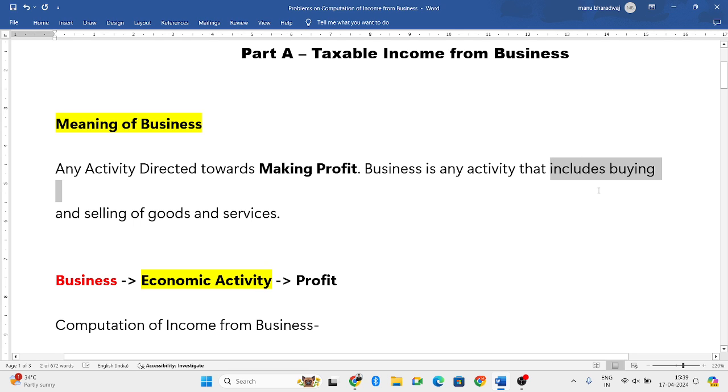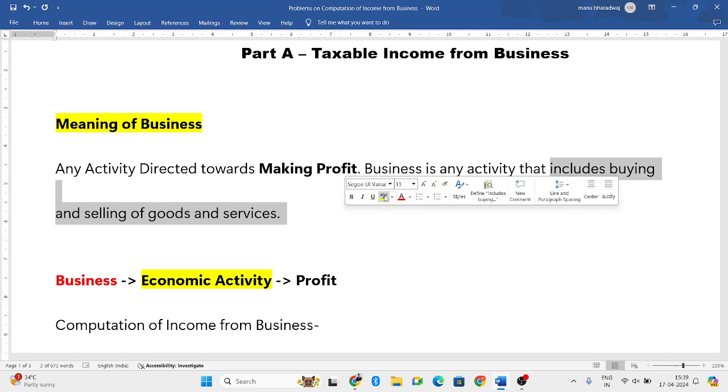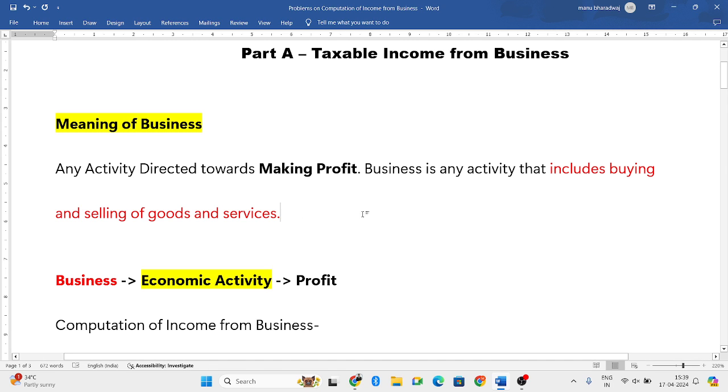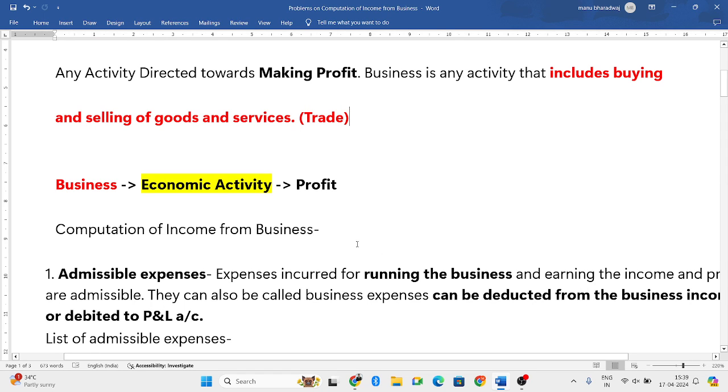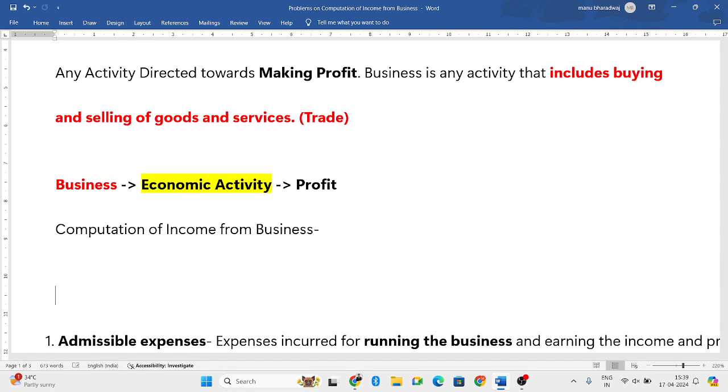Business includes buying and selling of goods and services, which we usually call trade. Buying and selling of goods and services, we call it as trade. So this is the meaning of business. About the meaning of profession, I will tell you when I come to taxable income from profession. Now, how to compute this taxable income from business?